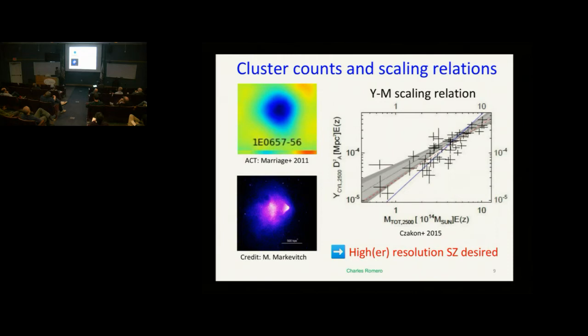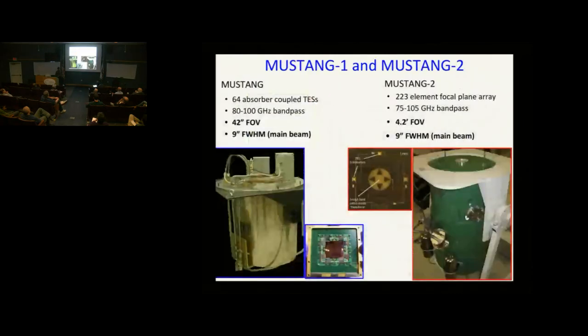That's a big motivation for going to high resolution, where your SZ surveys just think everything's a sphere. Is that actually the case? And that's what we can address with MUSTANG and MUSTANG-2. So here I just want to show you what we had before MUSTANG-1 and MUSTANG-2.